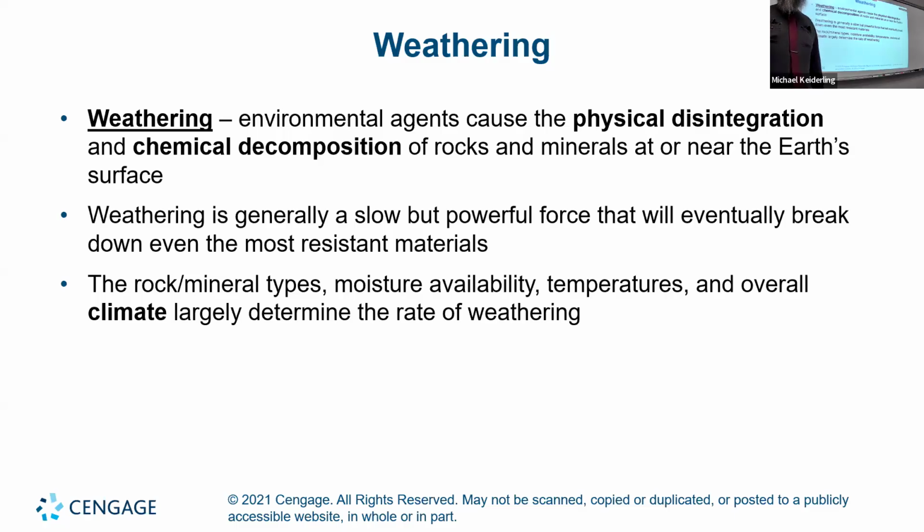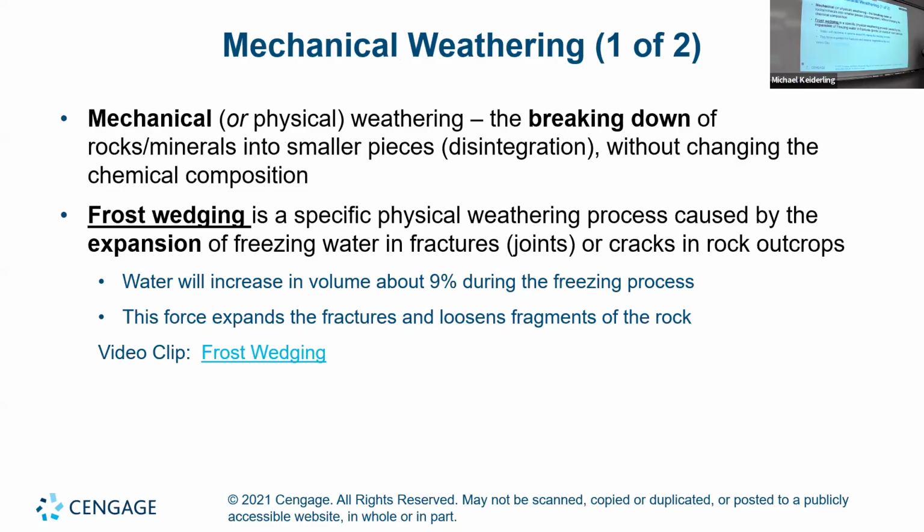Rock and mineral types, moisture availability, temperature, and overall climate largely determine the rate of weathering. Certain types of weathering around here are relatively quick, which is why we have so many potholes, because our climate is conducive to freeze-thaw cycles, which are good for doing physical weathering.